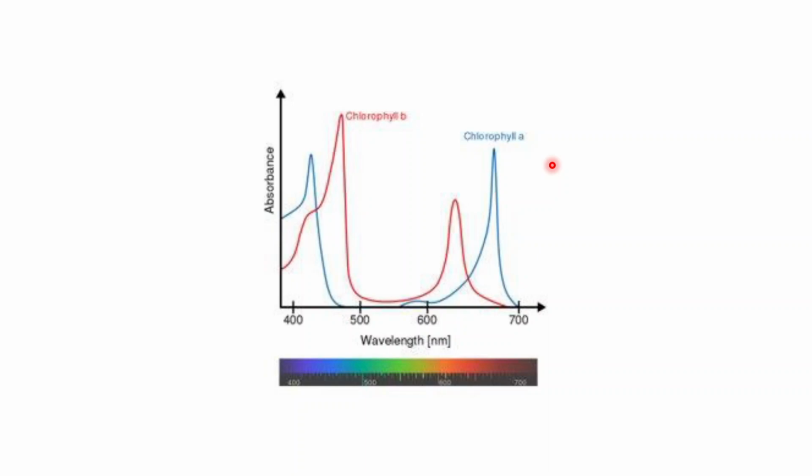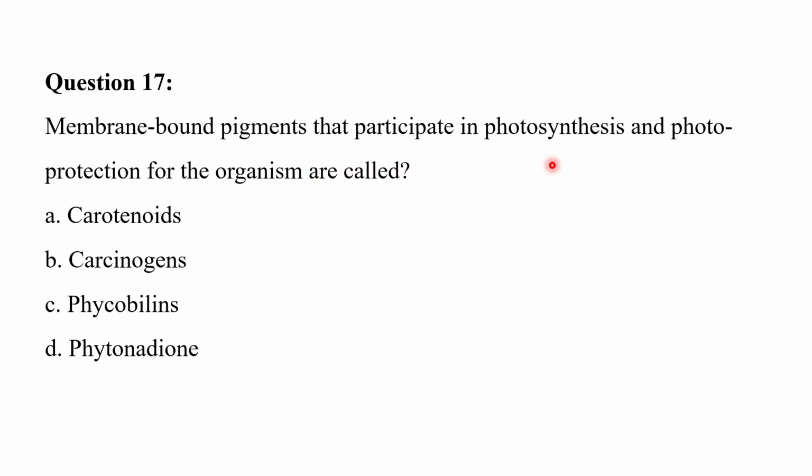So this is in the visible range. Basically you can see that the visible range starts from 400 to around 700 nanometer, right? All the rainbow colors that you see are in this range, right? So blue being the lowest and red being the highest wavelength. Okay, I hope everything is clear till this point.